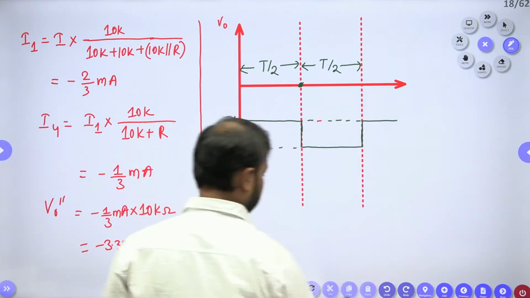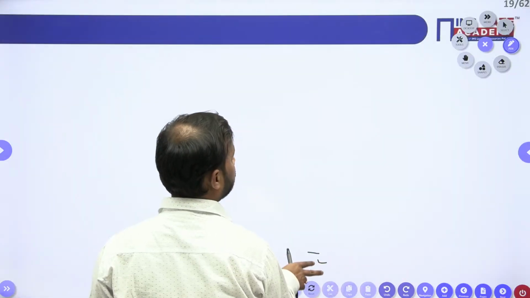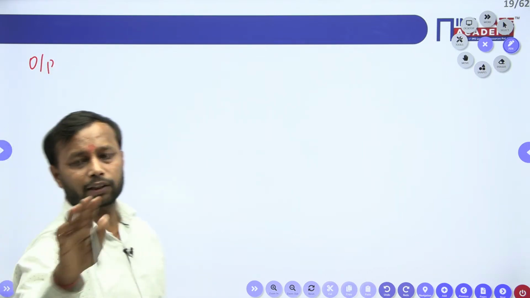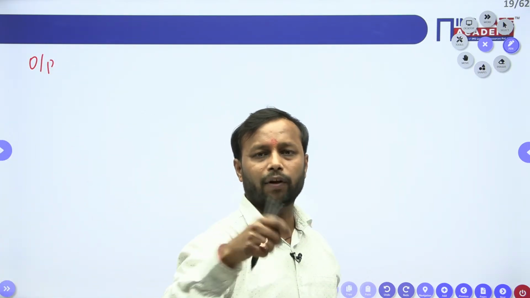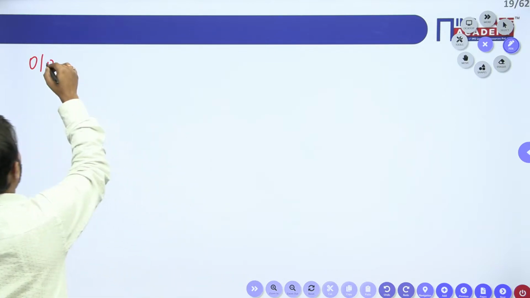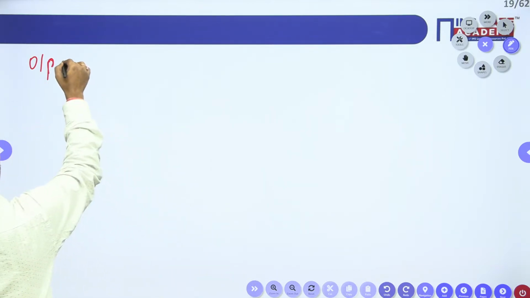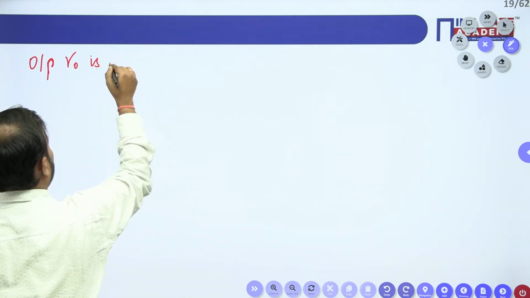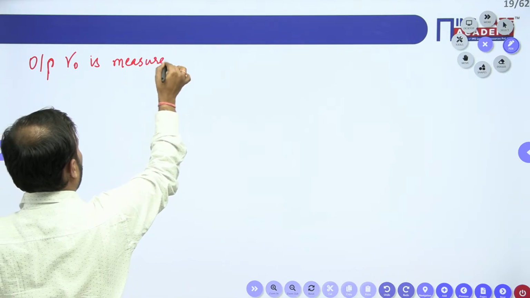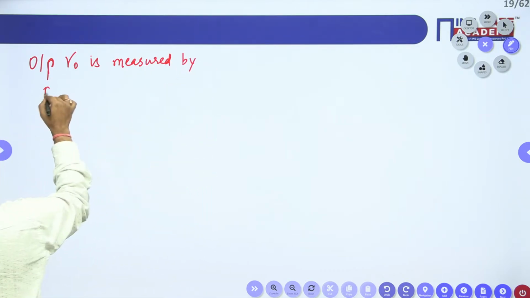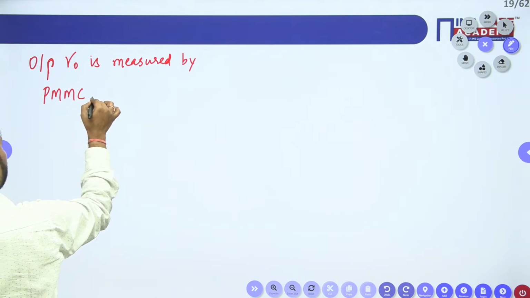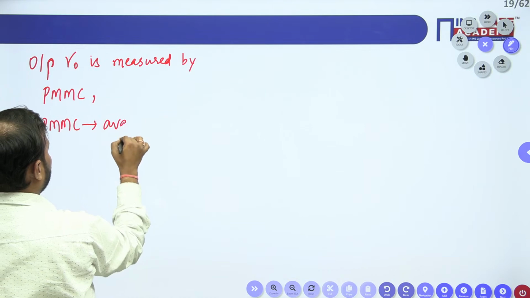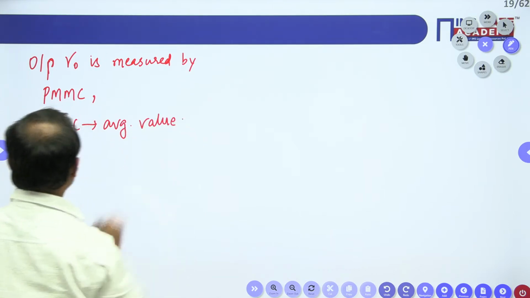So just a second, let me add a page. Okay, so we are done with the solution part. I am taking this question one step further. All right. So output V naught is measured by PMMC. Okay, so the PMMC meter reads the average value. So what is average value?